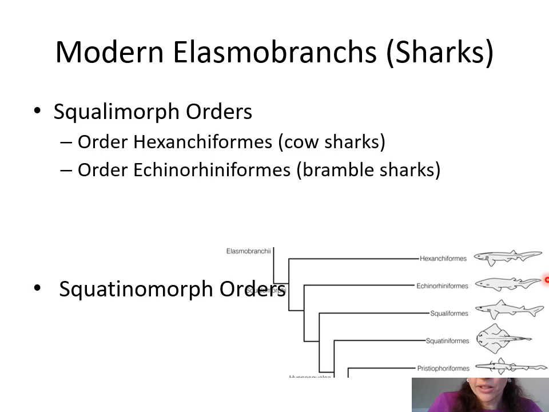Our next group here are the Echinorhiniformes. These are the bramble sharks. We don't have very many of these, just 2 species, but they're kind of big, 3 to 4 meters, maybe 10 to 13 feet long. They have a short nose. You see there on the shark, right? Not as much of a nose.